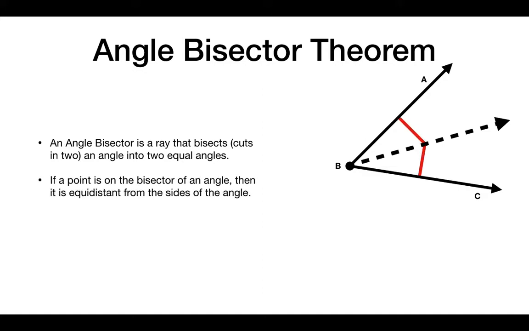If a point is on the bisector of an angle, then it is equidistant from the sides of the angle. So as you can see right now, that is the same distance. But technically, we don't know if it's on a bisector yet until this. The line from the angle bisector to the sides must be perpendicular.